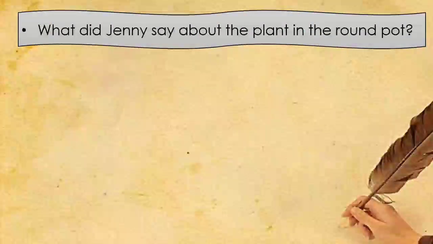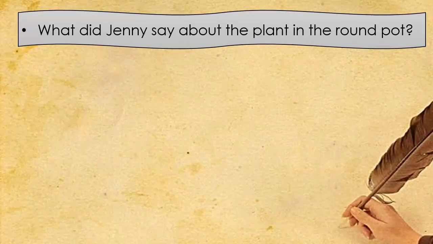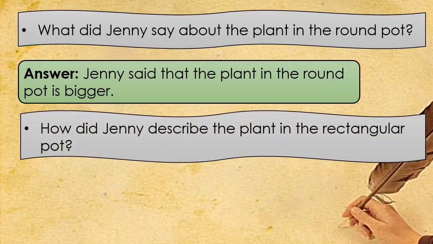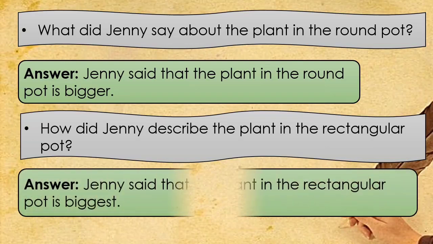Now what did Jenny say about the plant in the round pot? Correct again! Jenny said that the plant in the round pot is bigger. How did Jenny describe the plant in the rectangular pot? Yes, indeed! Jenny said that the plant in the rectangular pot is biggest.